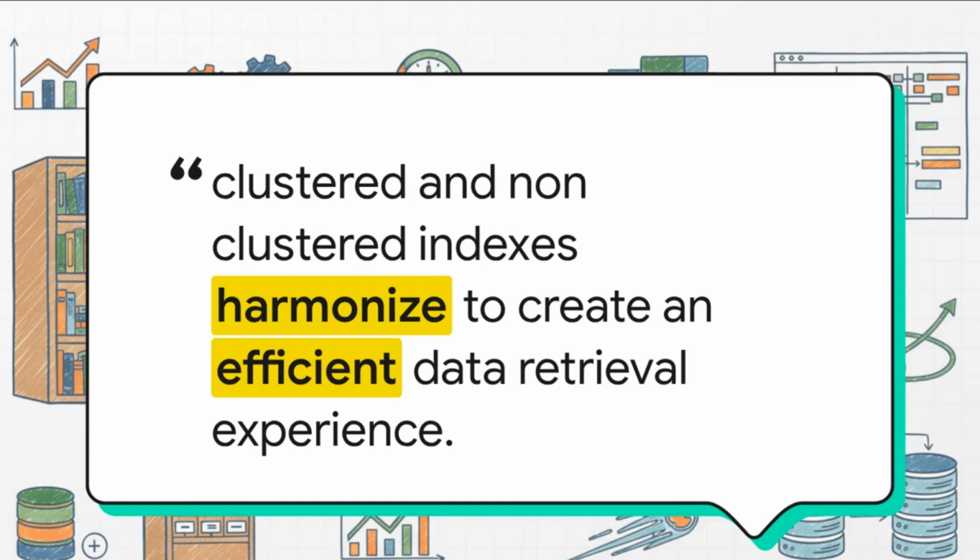I love this metaphor. It's not about clustered versus non-clustered, as if they're competing. They work together. They harmonize. Your clustered index is like the rhythm section of the orchestra, providing the fundamental structure, the physical order of the data. And the non-clustered indexes, they're the soloists, allowing for these incredibly fast, specific lookups. When you use them together, you get this beautiful, efficient music from your database.